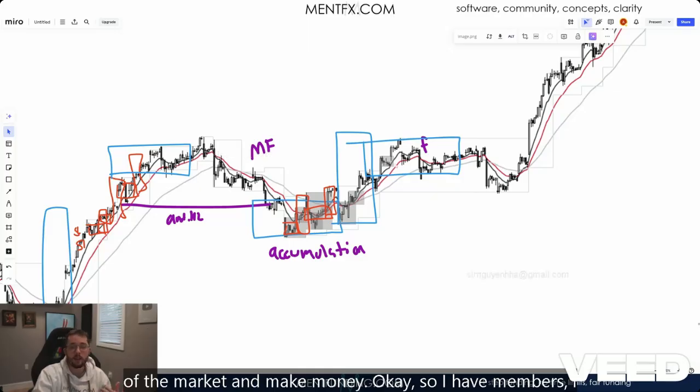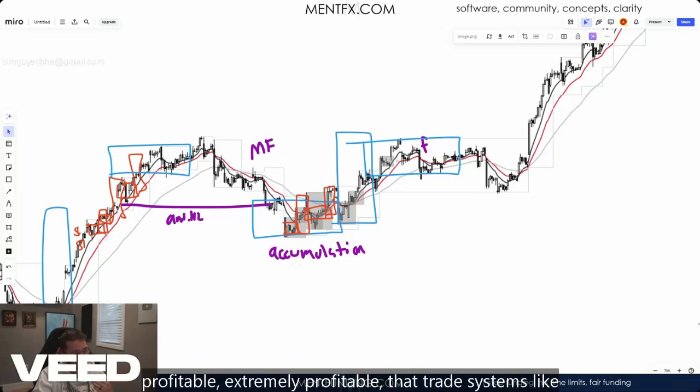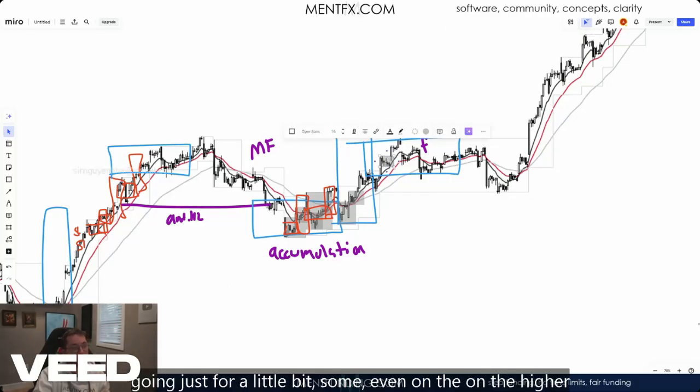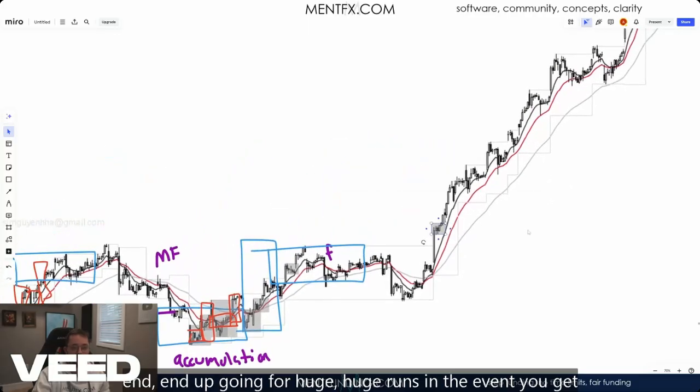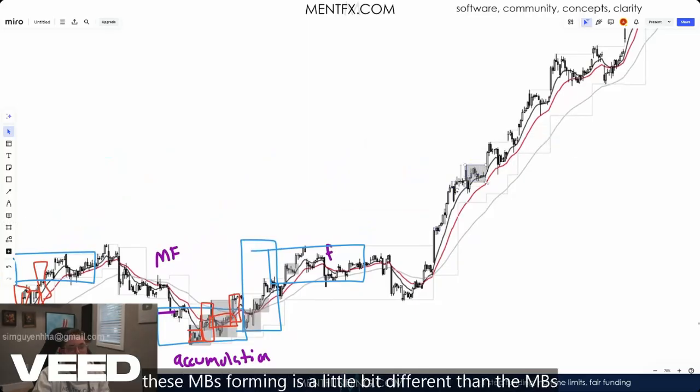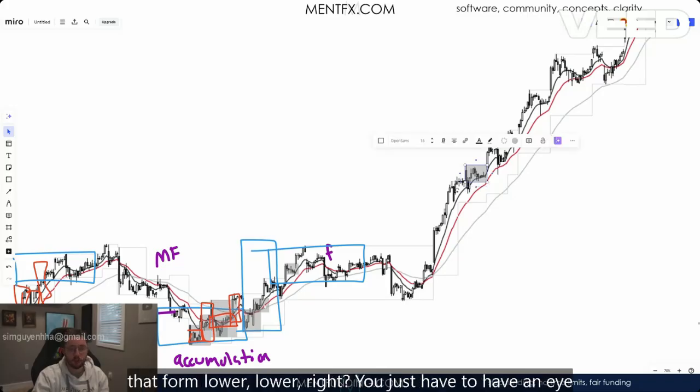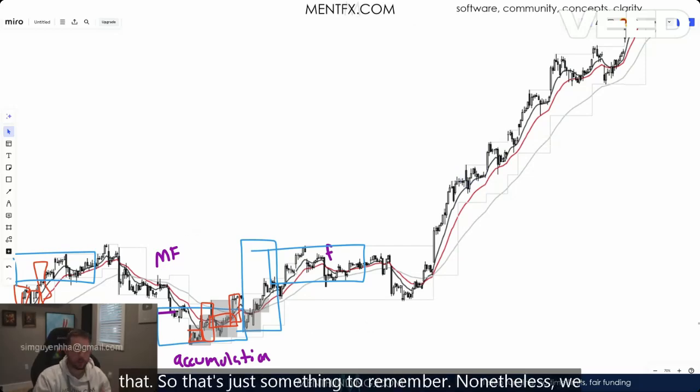Okay, so I have taught members that are extremely profitable, that trade systems like these, where they enter through the MBs down here. These are more so the MBs I tend to enter. And I've also seen immense profitability from traders that trade MBs like these. Because guess what? Not all MBs like this end up going just for a little bit. Some, even on the higher end, end up going for huge runs in the event you get positioned, right? It's just that the rules behind these MBs forming is a little bit different than the MBs that form lower, right? You just have to have an eye for which type you're trading and develop a system around that. So that's just something to remember.